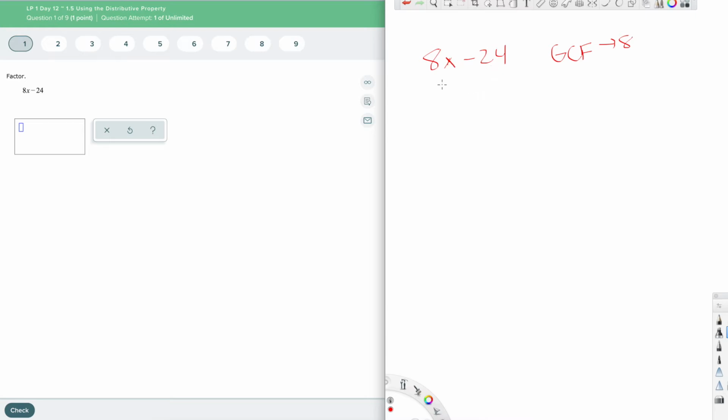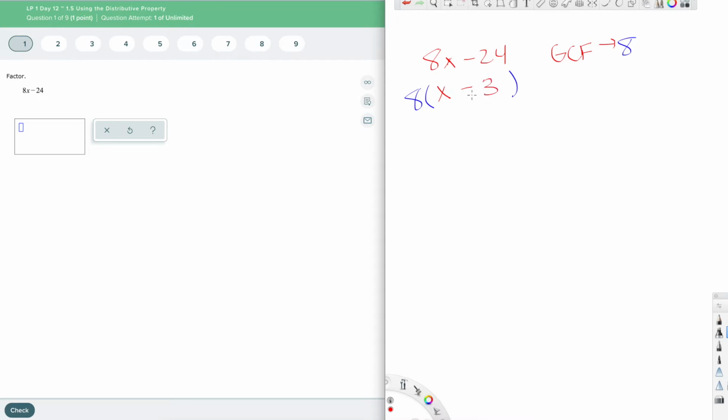So 8 divided by 8, and what I want to do is I want to take that greatest common factor and put it out in the front. So actually I'm going to change the color here. I'm going to make it blue. Why not? So there's my greatest common factor, and I'm going to take it out. I'm going to divide it away from each one. 8x divided by 8 is just x, because 8 divided by 8 is 1. Negative 24 divided by 8 is negative 3.